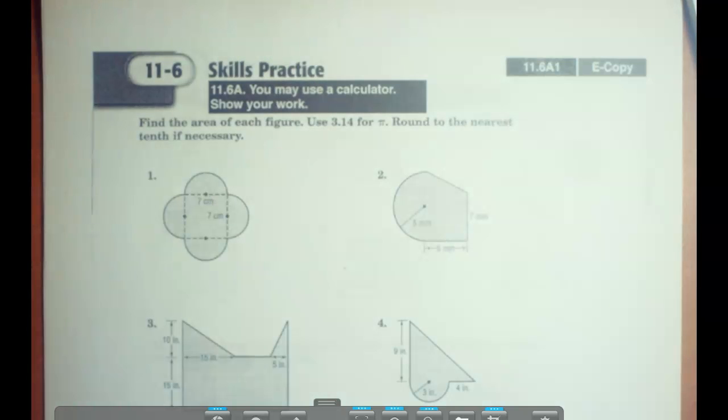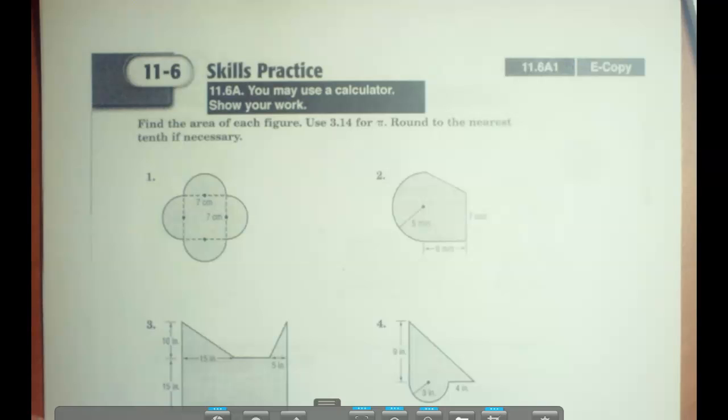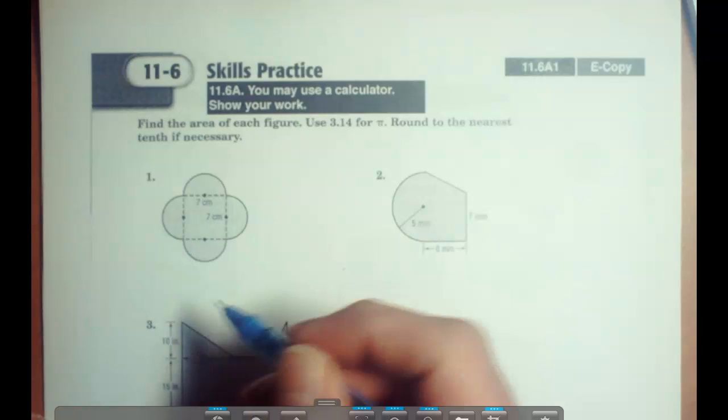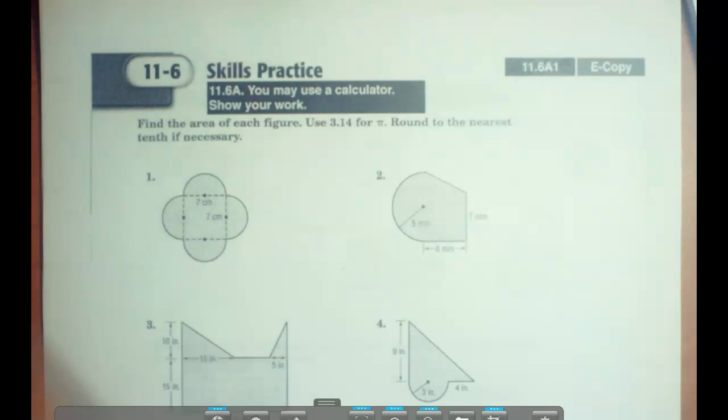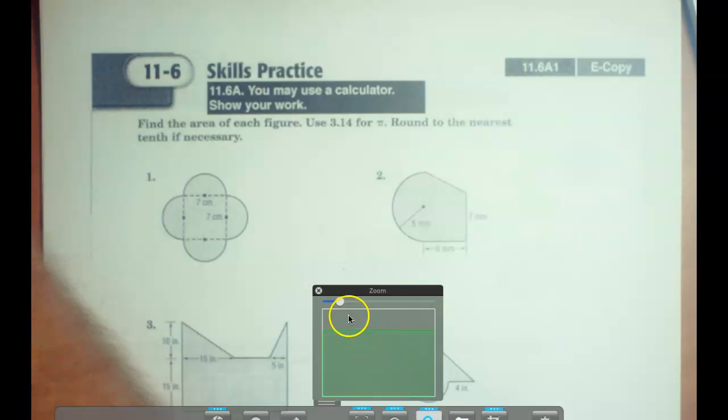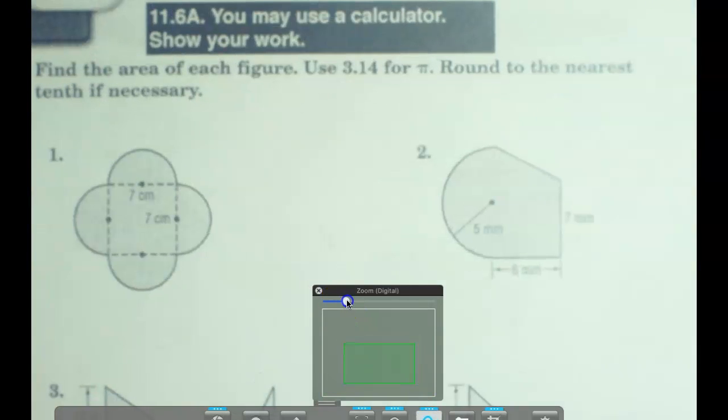Hello, today we're going to be completing 11.681. We'll be finding the area of these shapes here, and we're going to have to break the shapes down into different pieces. For example, this first one here, we would break this down into a square and then two circles. I'm going to zoom this here a little bit, and we'll do a couple of these so you can see how I would break that down into a square and two circles.